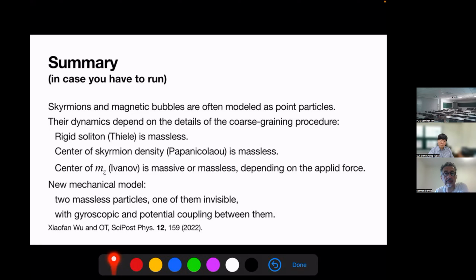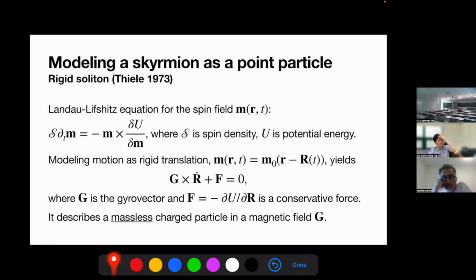The new mechanical model that we proposed has two massless particles, one of which is visible and the other is not. They are coupled through a gyroscopic and a potential term between them and to an external force, either one of them or both. And so that model works pretty well for modeling skyrmion dynamics. We have a paper with Xiaofan Wu, a graduate student in our department, that came out recently in SciPost Physics.